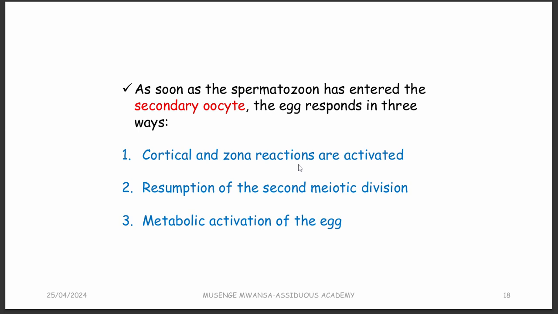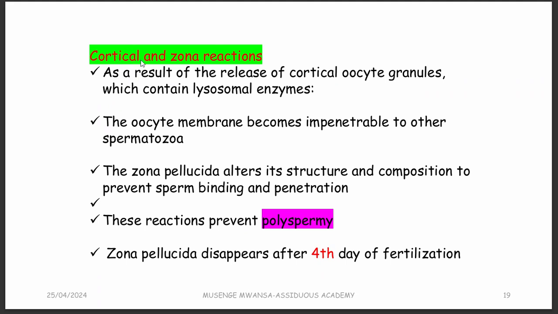Now other reactions will happen. Remember we said that the egg that is released during ovulation is actually arrested in meiosis 2, metaphase 2. And the only way meiosis 2 for the egg can finish is if the egg is fertilized. So as soon as the spermatozoon has entered the secondary oocyte, the egg is going to respond in three ways. One, the cortical and the zonal reaction being activated; two, the resumption of the second meiotic division; and three, a metabolic activation of the egg.